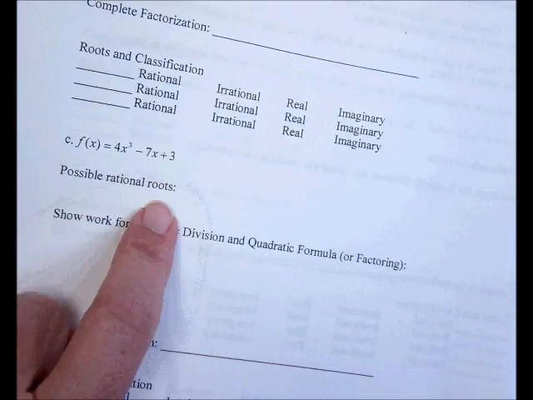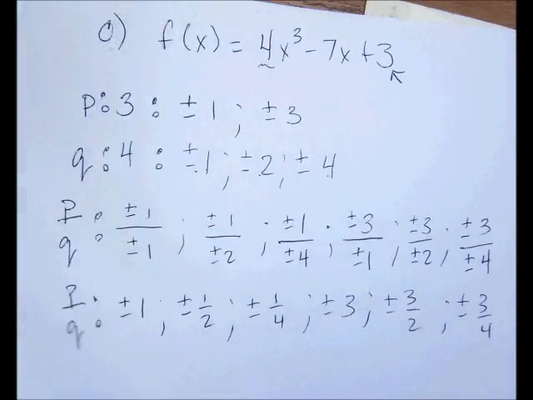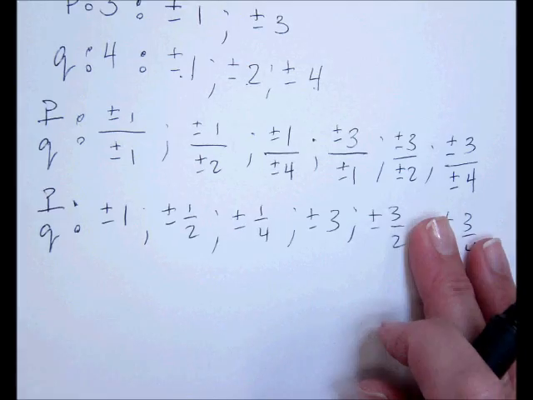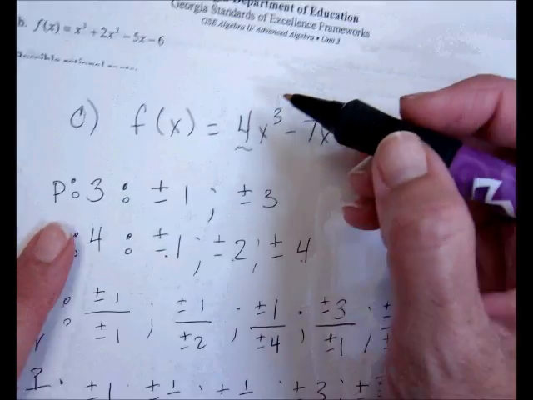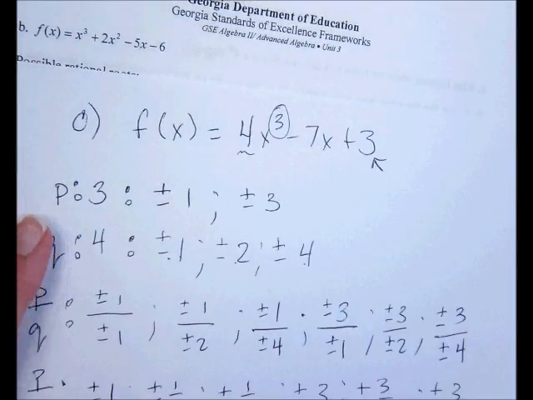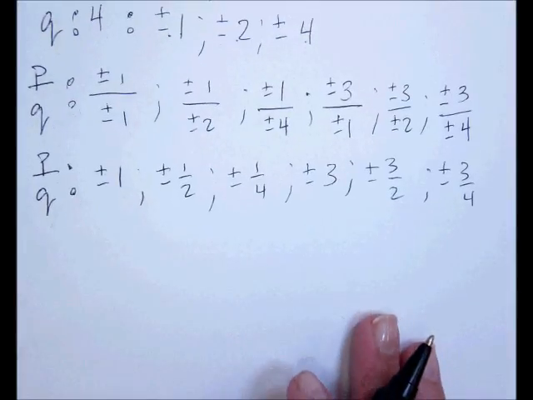So in your homework tonight, you look over and you write in all of your possible roots. Now, not all of these are going to be roots, but these are my possibilities. And by looking at the degree of my polynomial, I can see my degree is 3, so I'm going to have 3 possible roots.